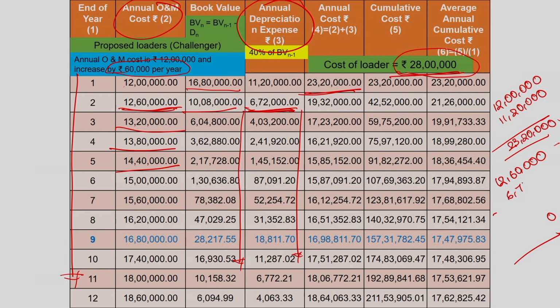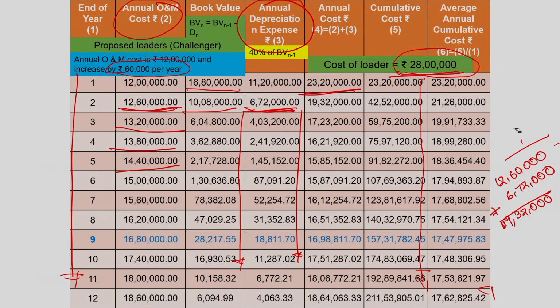Okay. Similarly, for the second year, your operating and maintenance cost is 12,60,000 and your depreciation is 6,72,000. That gives you the total annual cost as 19,32,000. Okay. So like this, you keep calculating for all the years. Every year you can calculate the annual cost, then you can calculate the cumulative cost, then find the average annual cumulative cost, like we did for the earlier old loader, the current loader or the Defender.